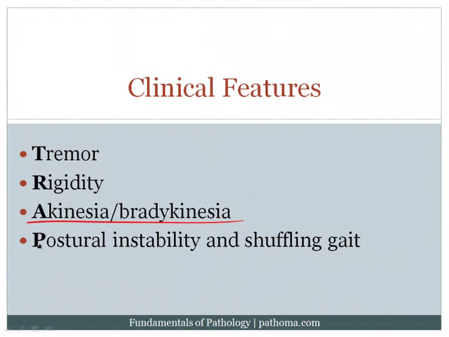One example of this would be that they get an expressionless face. It's as if they can't move even the muscles of the face to smile, for example. And then they can get a shuffling gait, again, because they're not able to establish their movement, and they get postural instability. All of this can be remembered by the mnemonic TRAP, T-R-A-P.